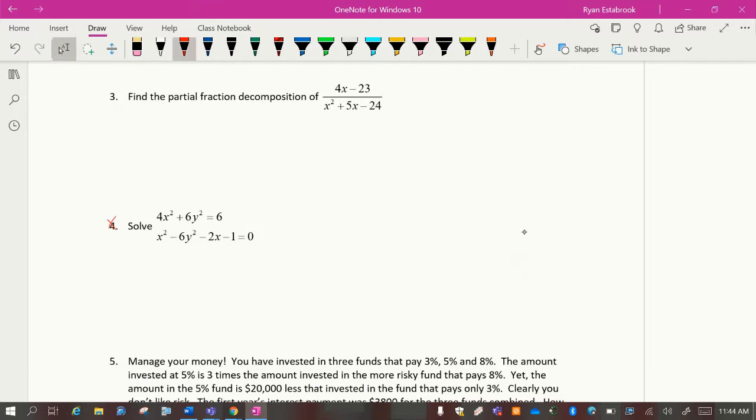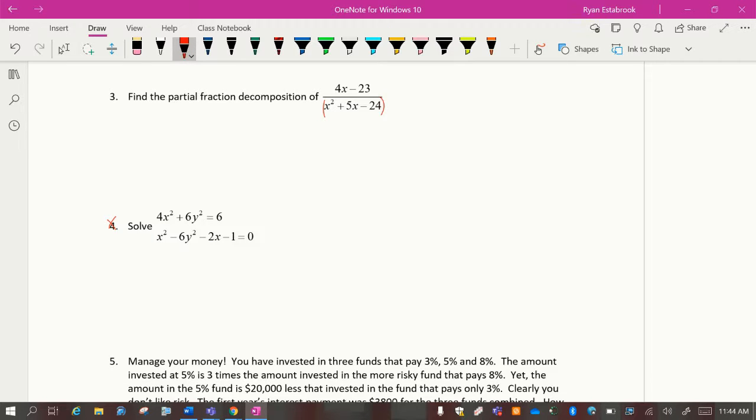Number 3 is partial fraction decomposition. There were 2 special cases. There was the top-heavy one where you had to divide first. There was the one where you had repeated roots in the denominator, where if you factored it, you might have like x squared or x plus 5 quantity squared. That's not the case for this one. We can just go straight for the partial fraction decomposition.